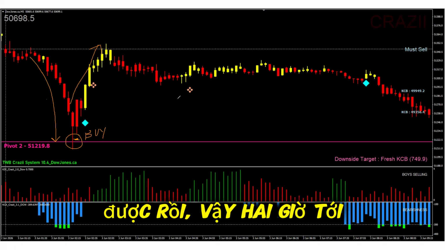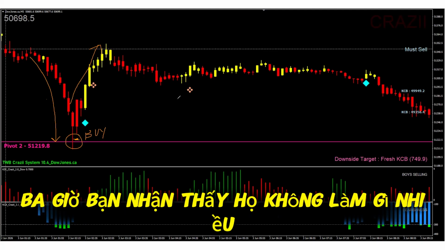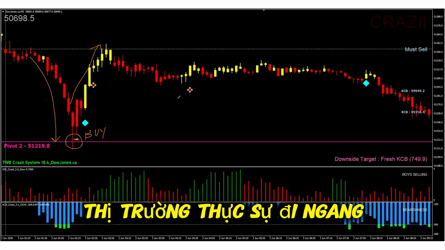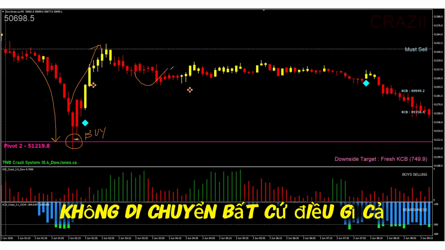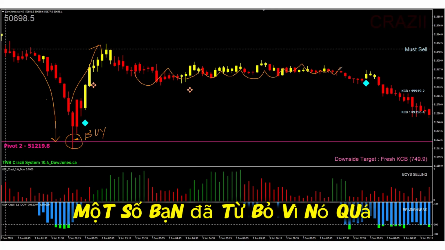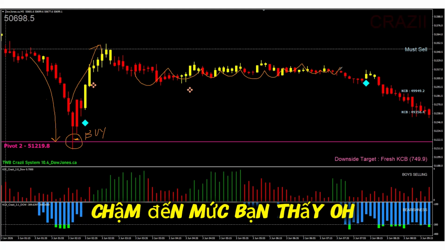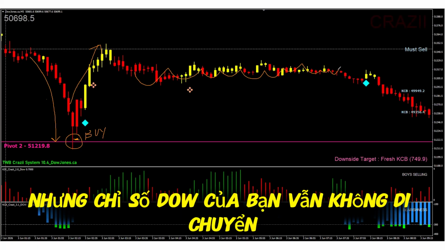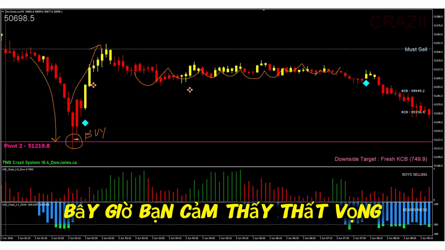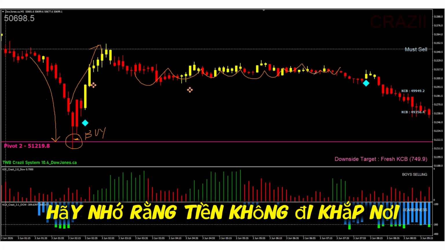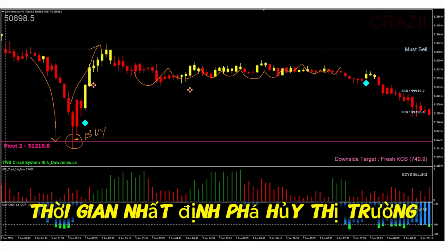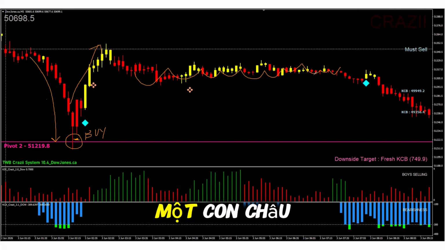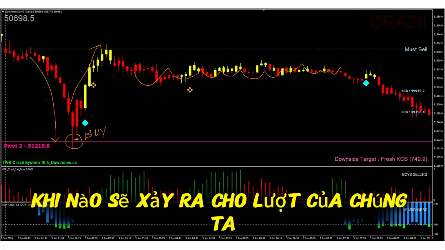All right. So for the next 2 hours, 3 hours, you notice they do nothing much. The market is really sideways, doesn't move at all. Now, apparently, some of you have given up because it's so slow that you see, oh, Hong Kong's moving, China is moving, gold is moving, but only your Dow is still not moving. You get frustrated. Now, guys, remember, funds don't go everywhere. They can only go to a certain place at a certain time, whack the market, and after they extract themselves, then they go somewhere else. Again, it's like a locust.